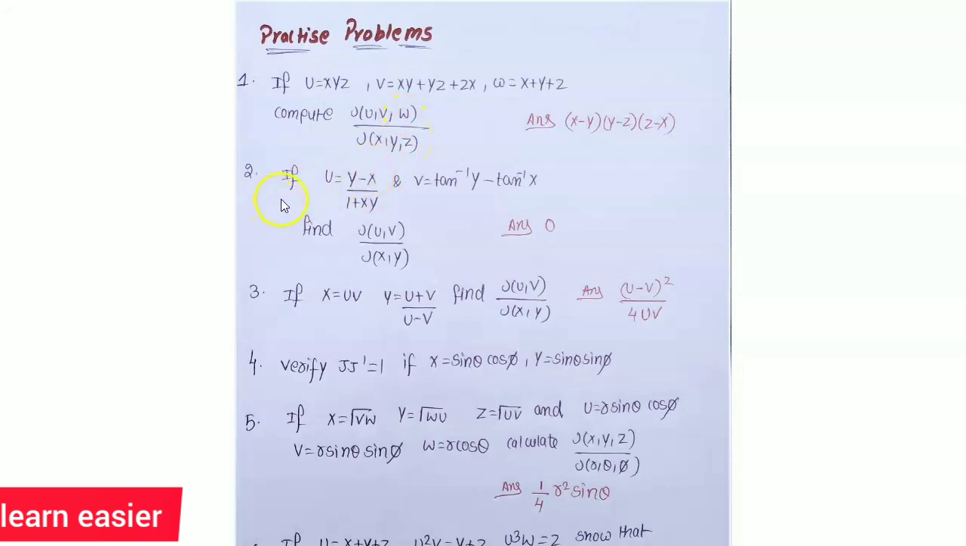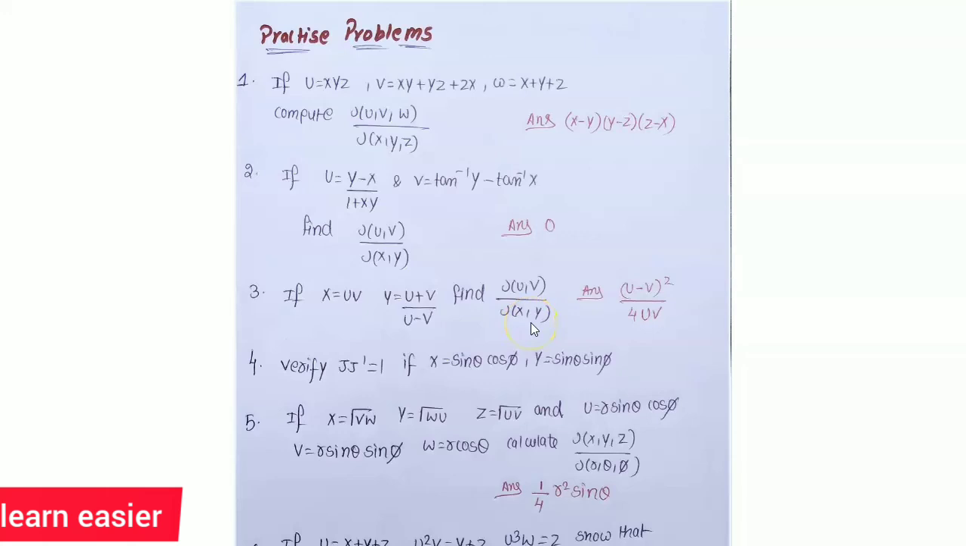And the next problem is, here you have the u function and the v function, and you have to find out ∂(u,v)/∂(x,y), which is equal to the determinant of ∂u/∂x and ∂u/∂y and ∂v/∂x and ∂v/∂y. And the next problem has the x function and the y function. You have to find out ∂(u,v)/∂(x,y).